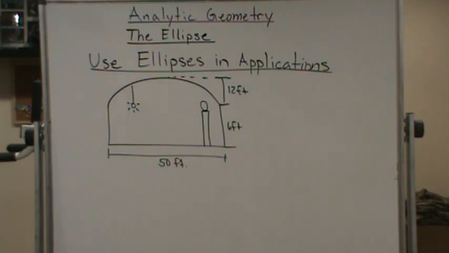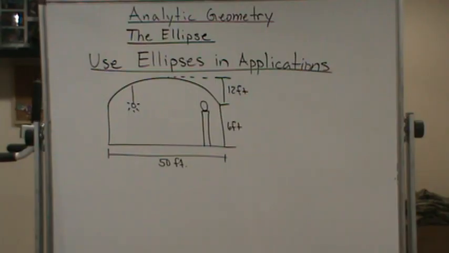All right, so here we go. I'm going to read this off to you because this is an application type problem. It says, a room in a museum has a semi-elliptical dome with a major axis of 50 feet and a semi-minor axis of 12 feet. A light is placed on one focus of the ellipse, and the light that reflects off the ceiling will be directed to the other focus.